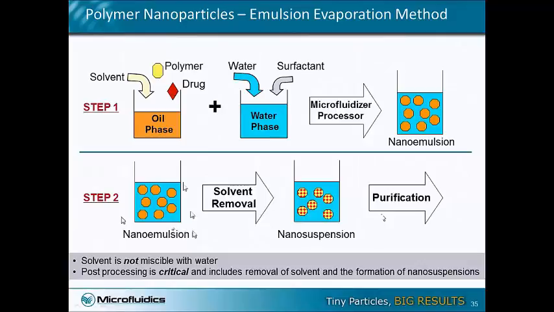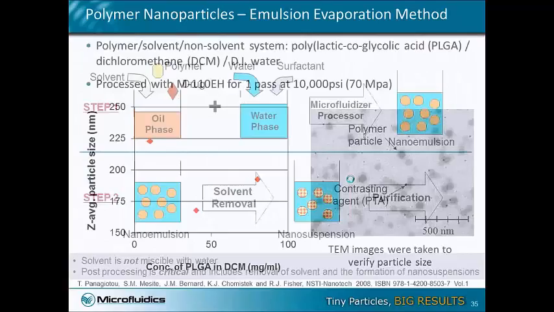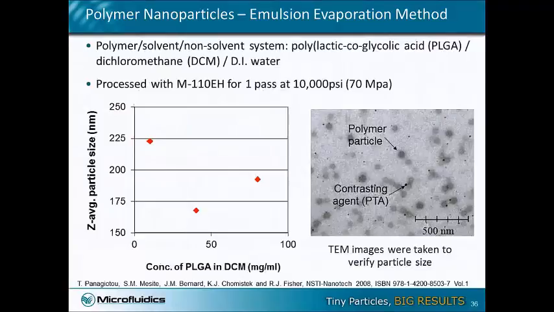It can impact the way those particles form, affecting the particle size and the morphology. So here's an example of creating PLGA nanoparticles. The solvent used in this case is DCM. It's processed for just one pass at 10,000 psi, which is not a very high pressure.